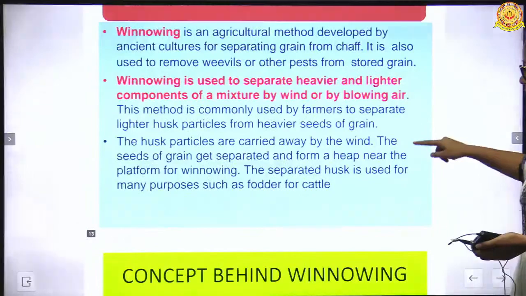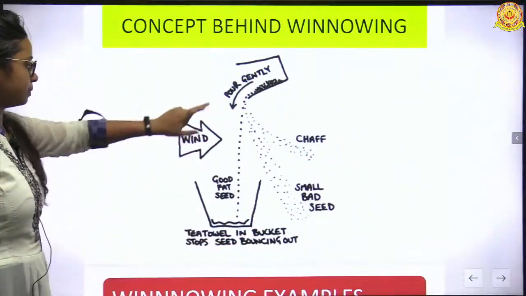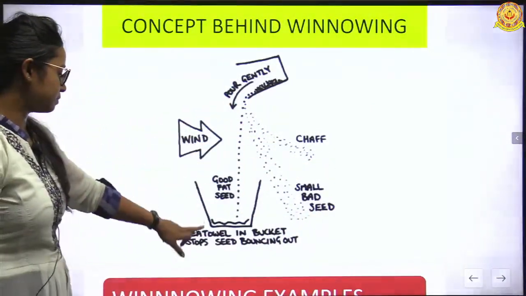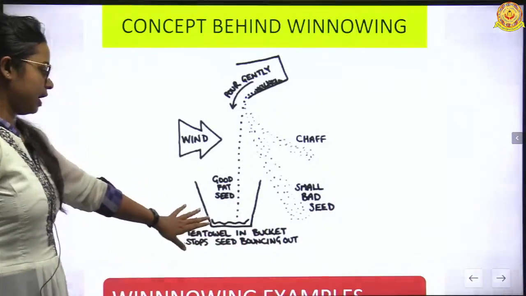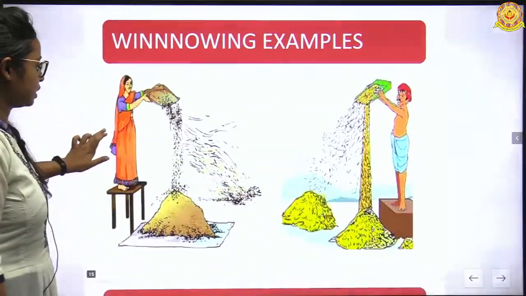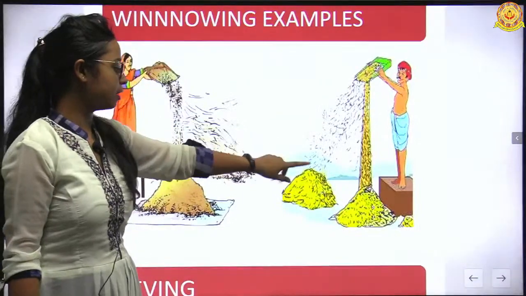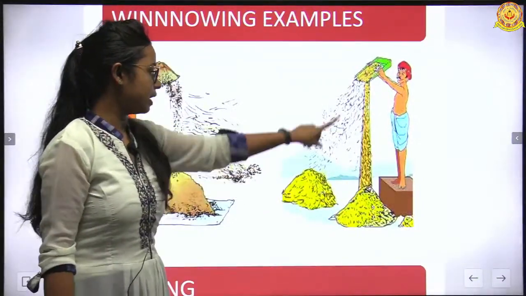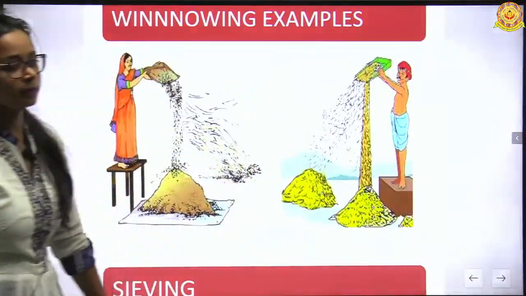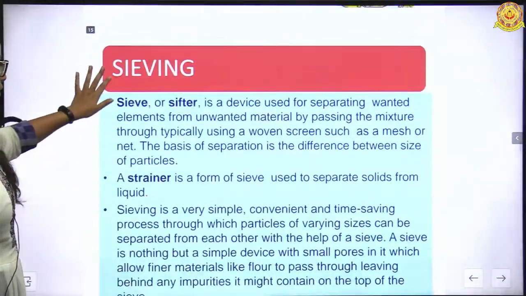Now the concept behind winnowing: we have to pour it gently in the air. What will happen? Because of the blowing wind, the lighter substance will make a small heap and the heavier substance will come there. And this lighter substance is used as a fodder for your cattle. This is how you can see over here. This is the lighter substance. Because of the blowing wind, it is making a heap, and this is the heavier substance which is for our use, and this is for the cattle, or you can say this is an unuseful component for you.